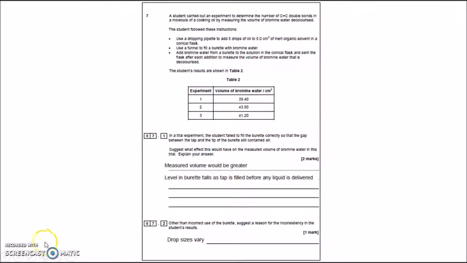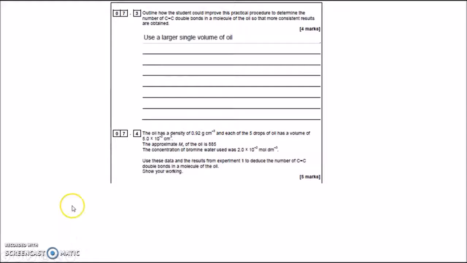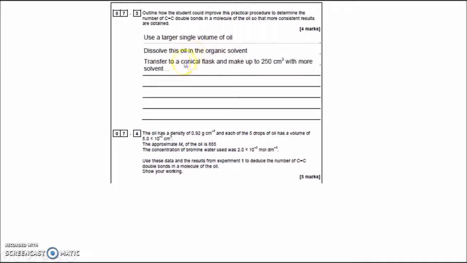In a flask, when you're doing a titration, you need 25 centimeters cubed. That's the standard amount that we use in a flask so that you can see and measure the reaction change accurately. So first of all, I'd use a larger volume of oil. 5 drops is not enough. Secondly, I'd mix it with the organic solvent. Next, I'd transfer into a larger flask to make up a batch of it, maybe 250 centimeters cubed with more of the solvent. So you've got a batch of the solvent.